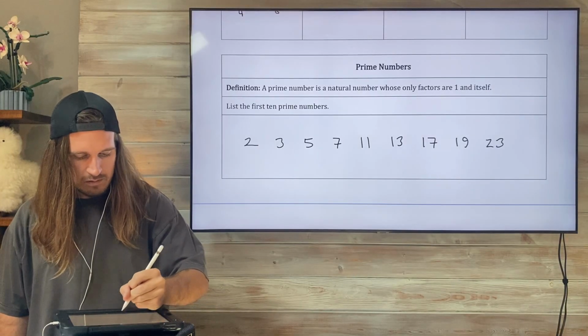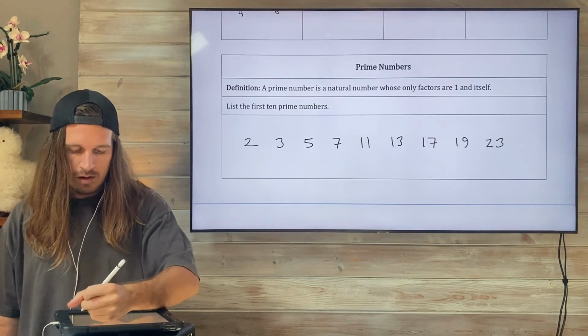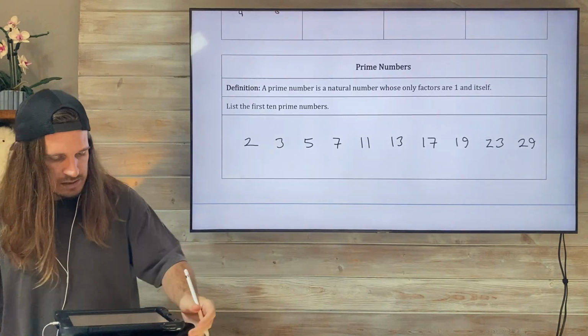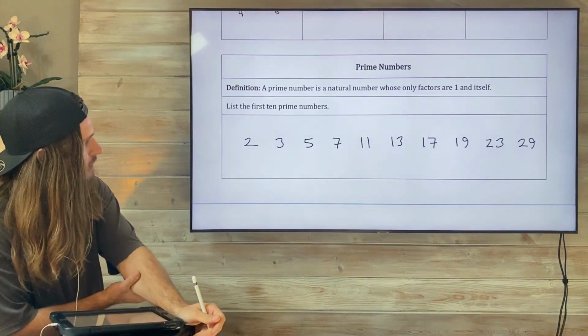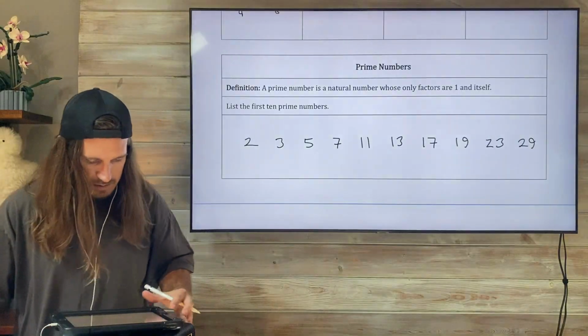1, 2, 3, 4, 5, 6, 7, 8, 9. We need one more, and that's going to be 29, right? So here are the first 10 prime numbers. It is good to be aware of these numbers.